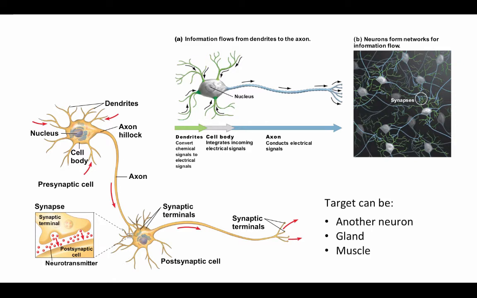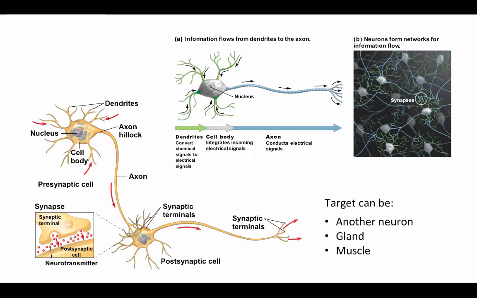And that target can be either another neuron, as in this case with the presynaptic and postsynaptic neuron, just transmitting that information to the next neuron in the pathway. It can be a gland. That message can be telling a gland to release some kind of hormonal signal to coordinate a full body response to whatever the stimulus is, or the target can be a muscle, signaling that muscle to contract and create some kind of motor response.